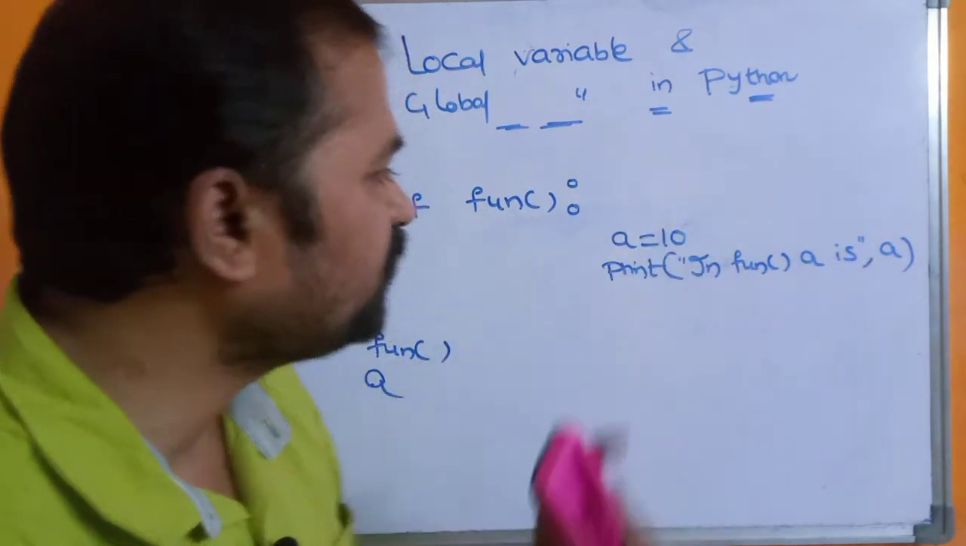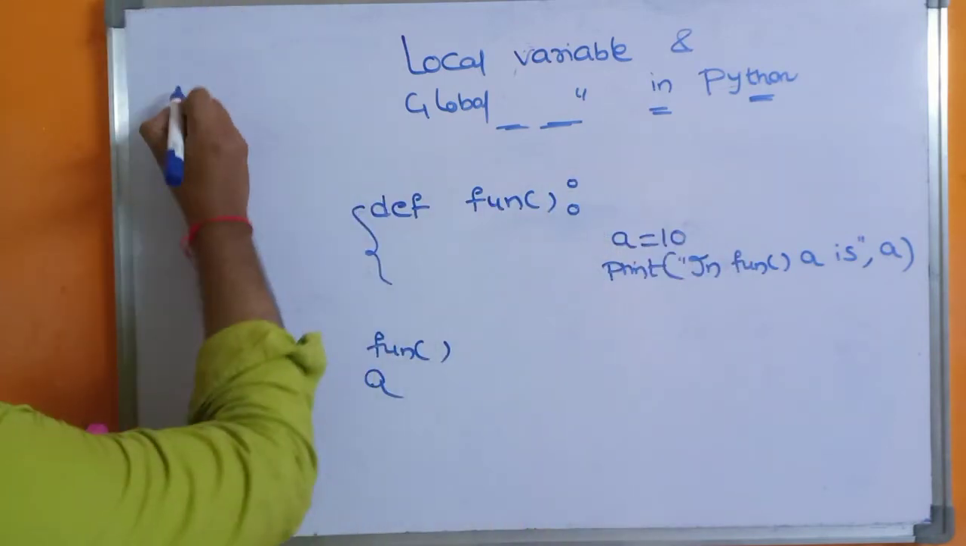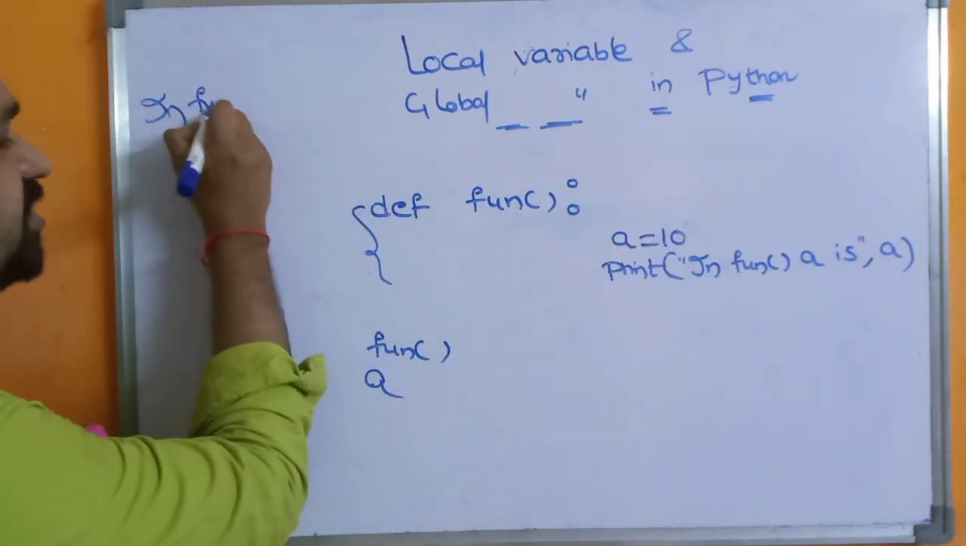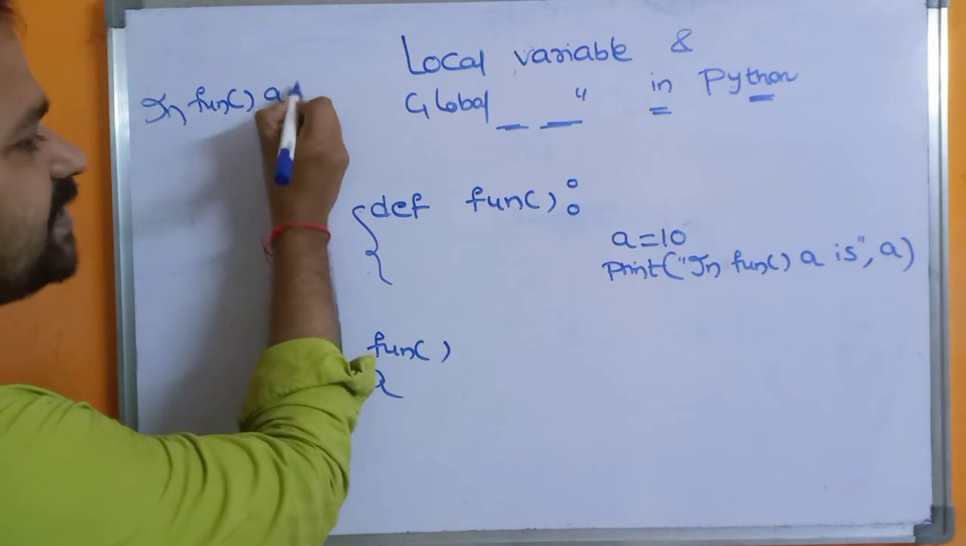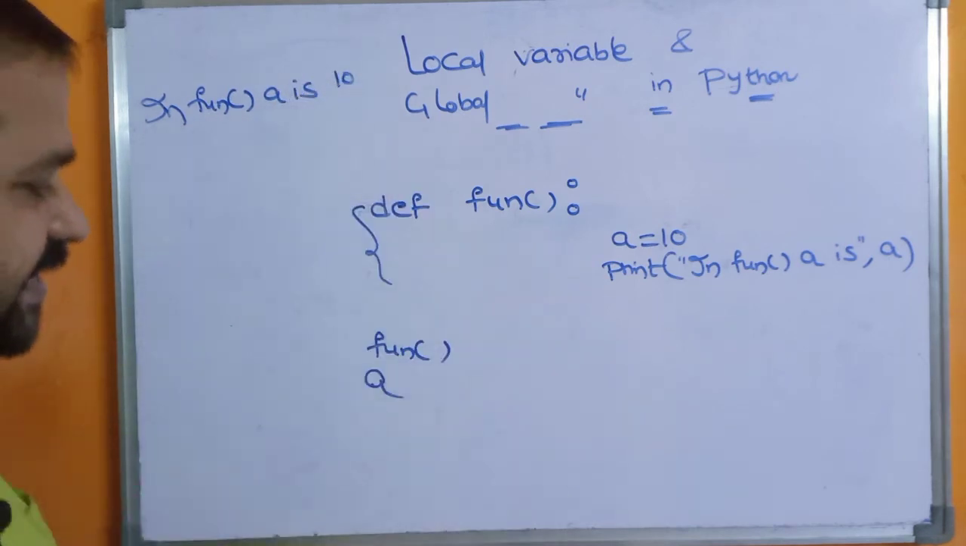So then what is the output now? In function, a is, what is the value of a? So 10 gets printed. Okay.